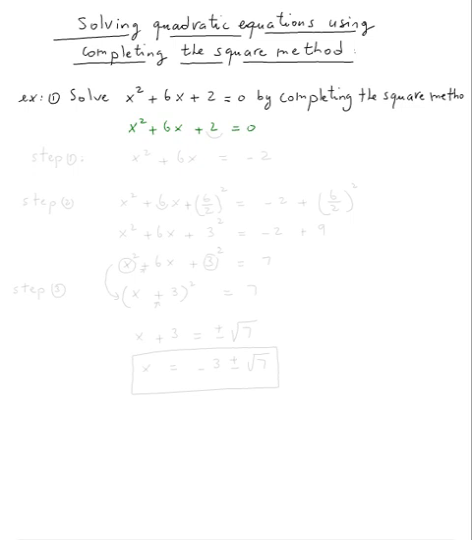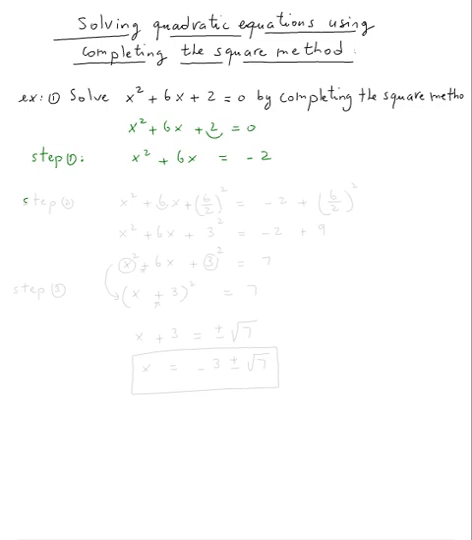So let me explain more. Step one, you always take this number and subtract it. In other words, we want to get rid of the 2. So if we subtract 2 from both sides, we get x squared plus 6x is equal to negative 2. That's the first step. Always take that number and subtract it so you can get rid of it.